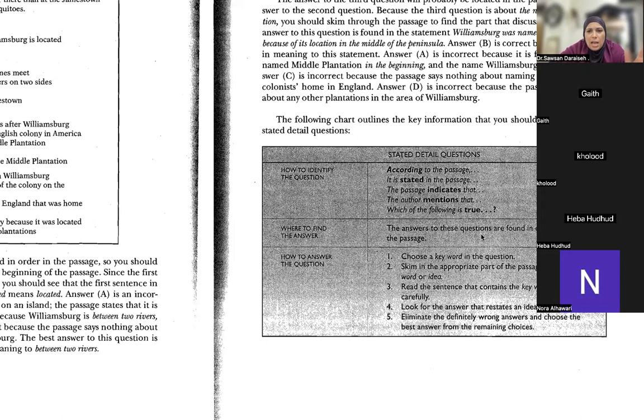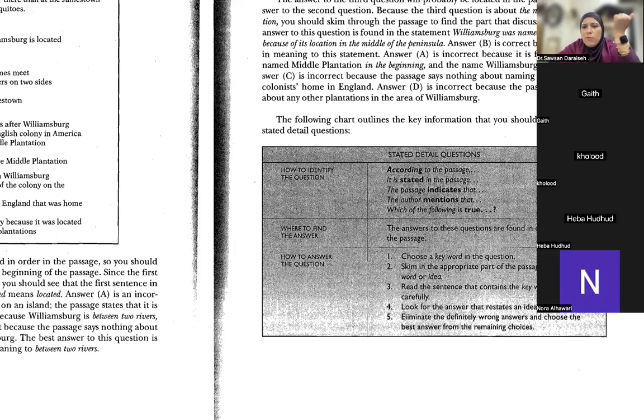Simply زي ما عملنا إحنا. Choose a keyword in the question. دور على كلمة مفتاحية رئيسية يعني in the question. Skim in the appropriate part. تعمل skimming اللي هي القراءة السريعة. خلنا نحكي هيك تدور على الكلمة اللي بدك إياها. Alright. سريعة. في المكان المناسب طبعا بالنص، مش بكل النص، لأنه وين والله هاي الكلمة شفناها.